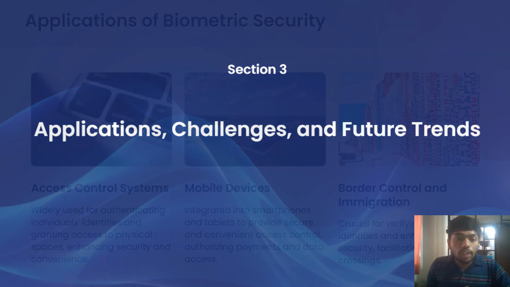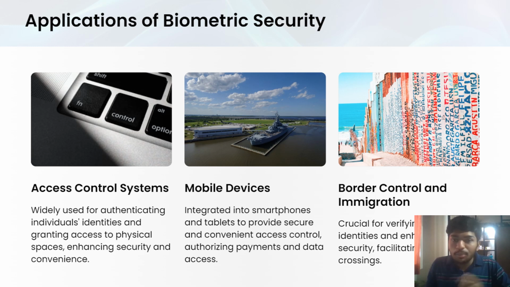Next, let's see about the applications of biometric security. First, access control systems. Biometric security is widely used in access control systems to authenticate individuals' identities and grant or deny access to physical spaces, buildings, or sensitive areas. Biometric traits such as fingerprints, iris patterns, or facial features can replace traditional access methods like keys or access cards, enhancing security and convenience.